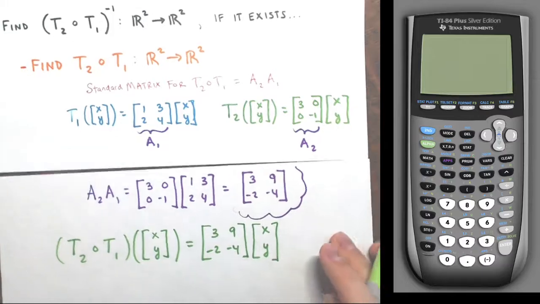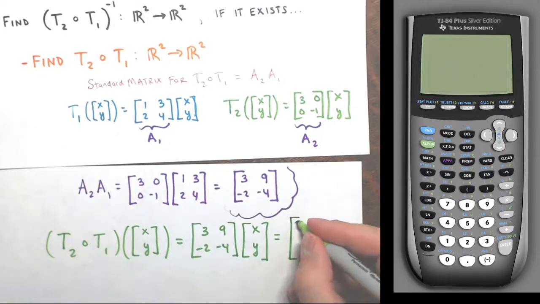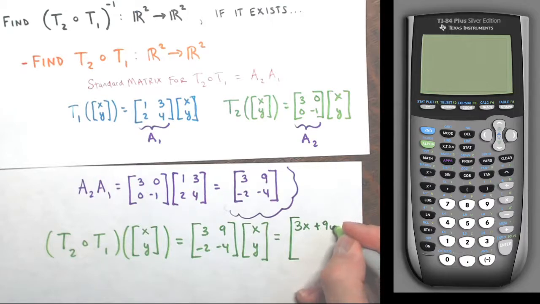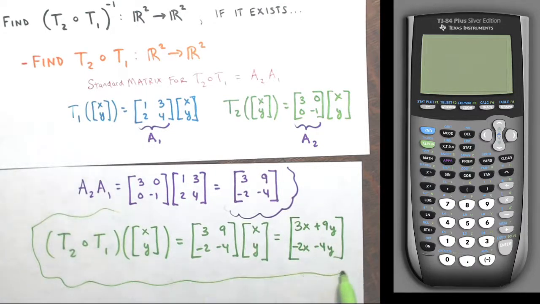Or if you'd like to actually multiply that out, it'd be 3x plus 9y for the first component, and then -2x minus 4y for the second. Okay, so there. Now that's not the inverse, right? I was asked to find the inverse.